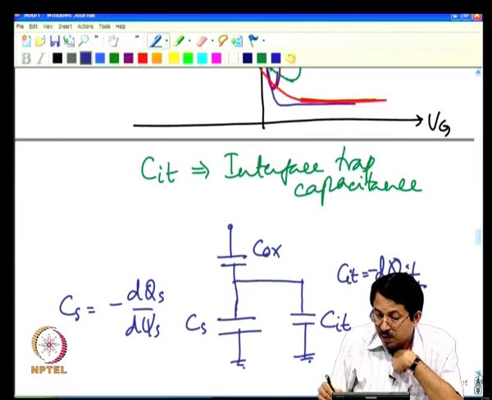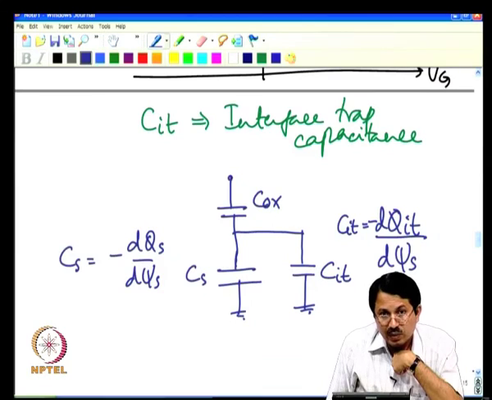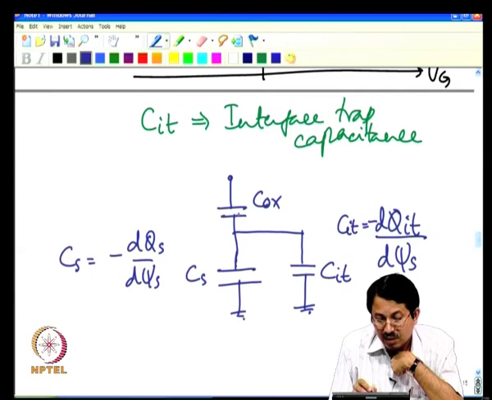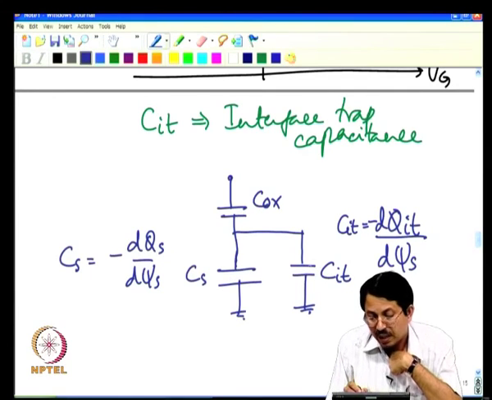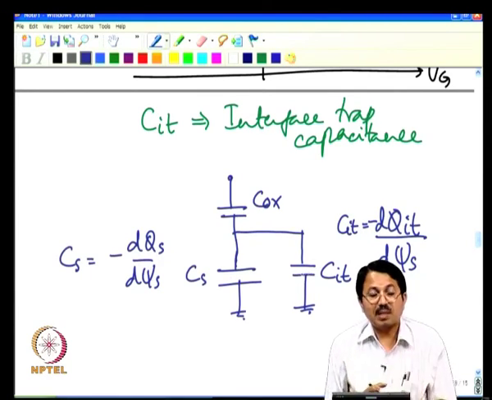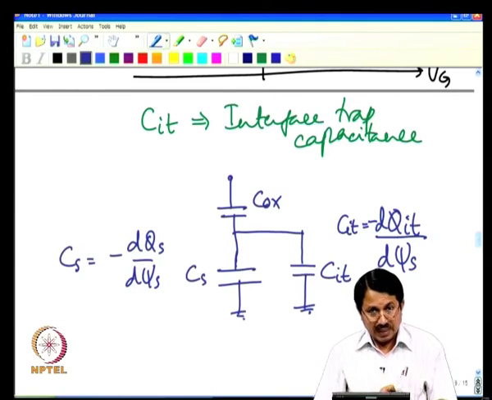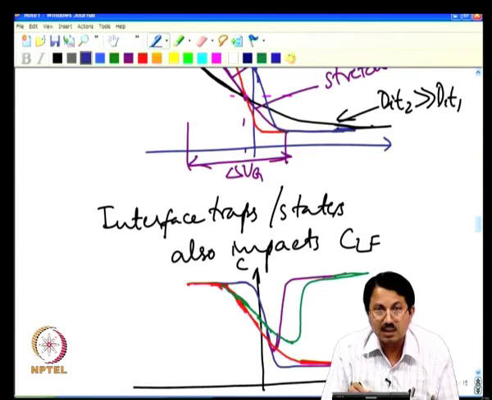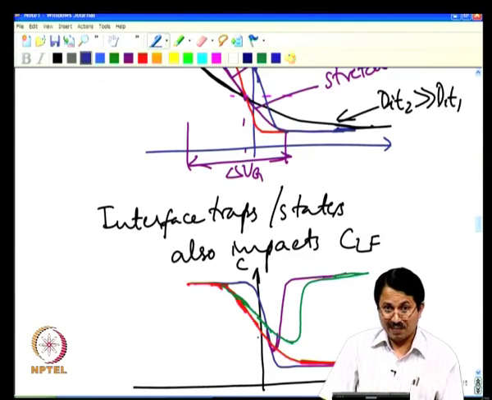Now, as you would imagine, if this is the case, then your semiconductor capacitance would be increasing, you see. If I try to measure the capacitance, COX in series with CS in parallel with something else, you would expect the capacitance to change because of CIT, and that is precisely what happens in this region for low frequency, but not at high frequency, very interestingly.